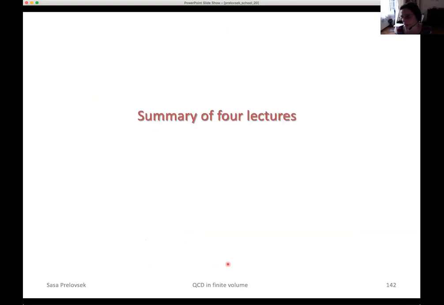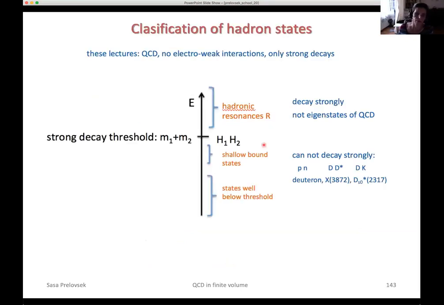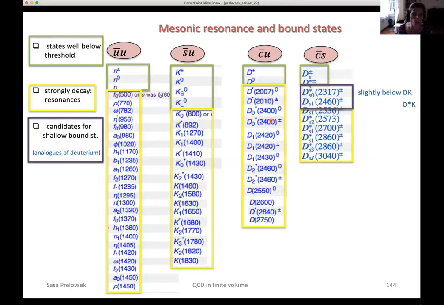Okay, I want to summarize the lectures, just to give you the big picture back, because we went through many details. If you have a threshold here for a strong decay, all hadrons that are well below threshold you can simulate, no problem. You extract the energy, you get the mass. But for states that are near threshold or above threshold, you have to deal with the business that I described. I described how to do it for bound states and hadron resonances. Most hadrons are resonances, like all the ones that I circled here. Those are bound states, just below threshold, really bound states where you don't have to care about scattering at all.